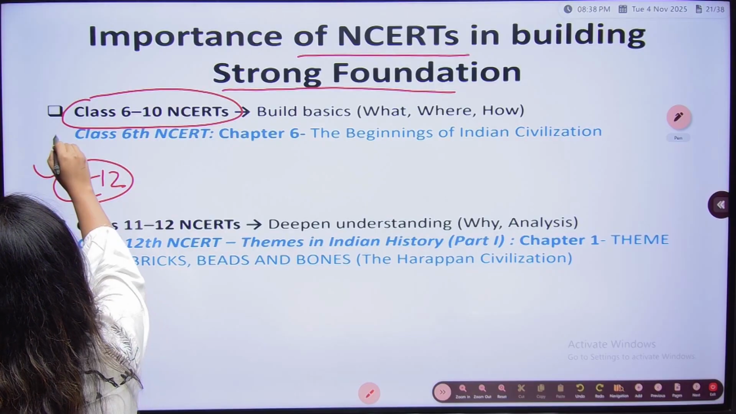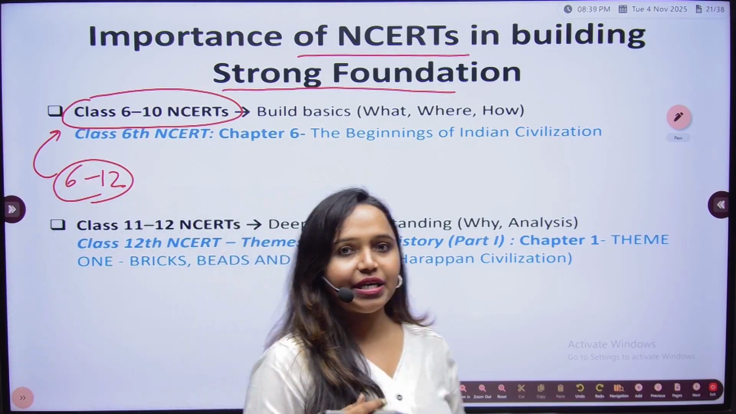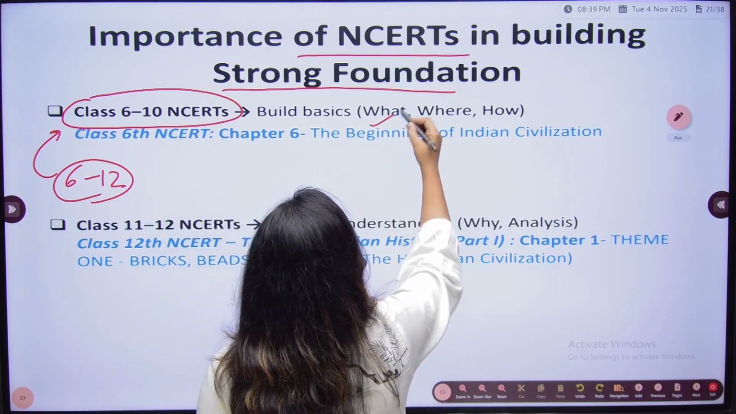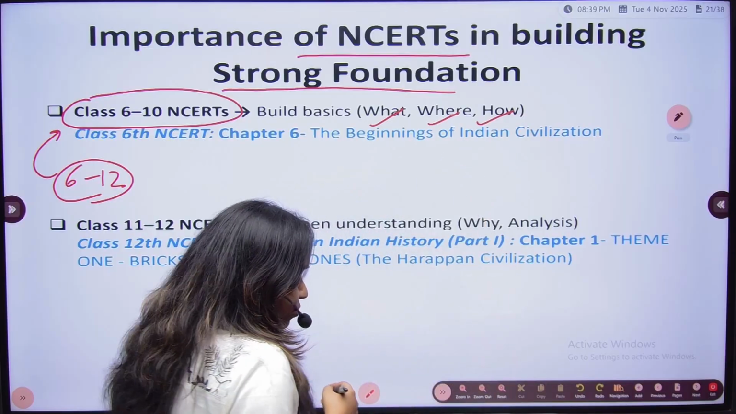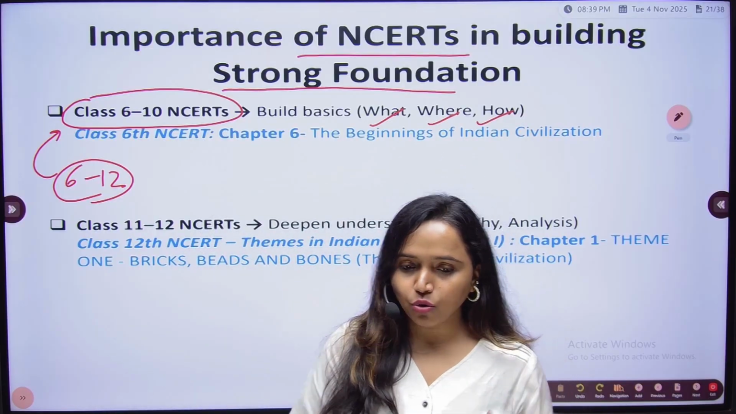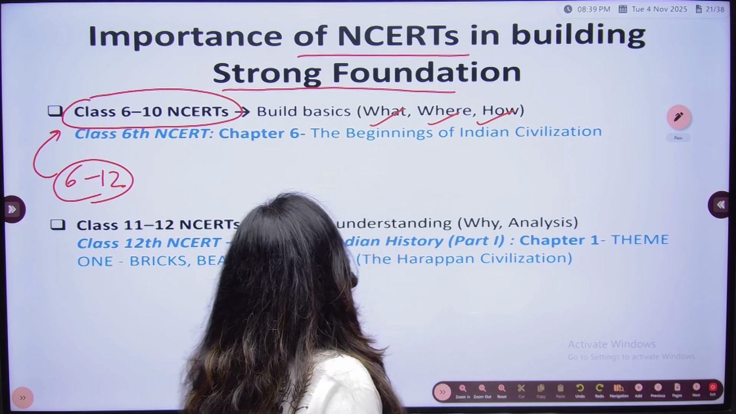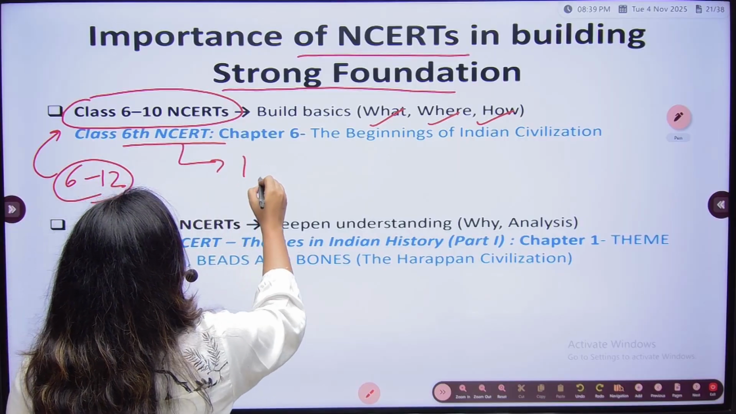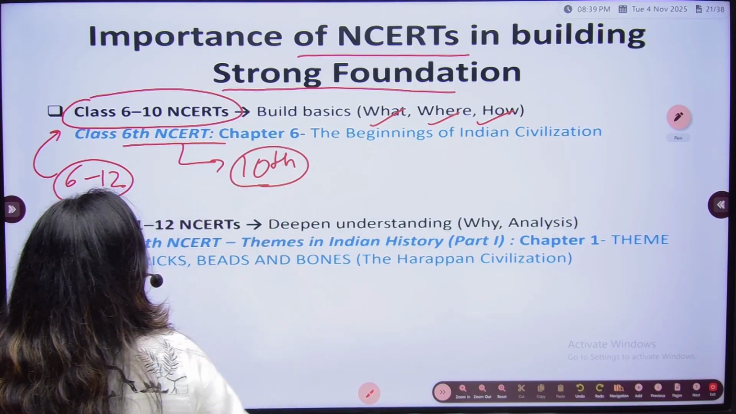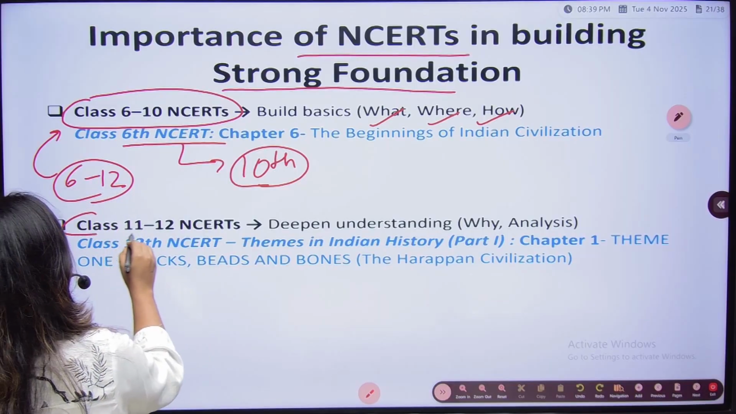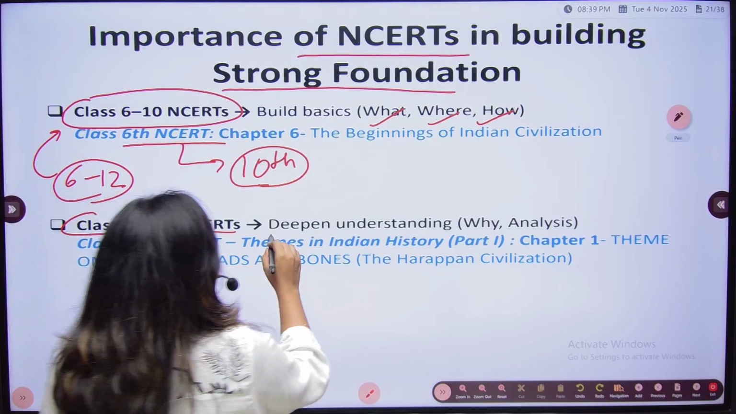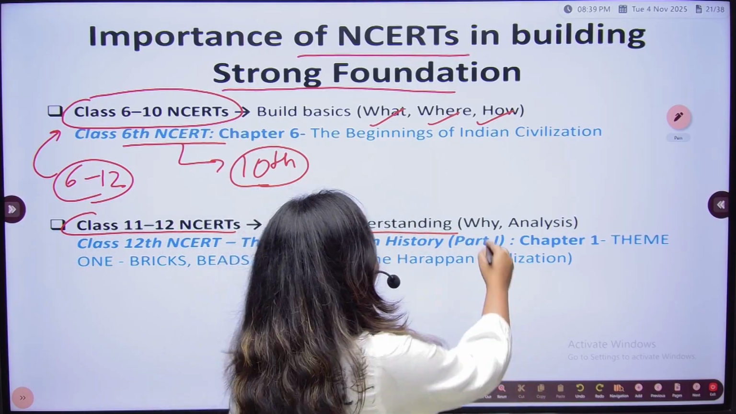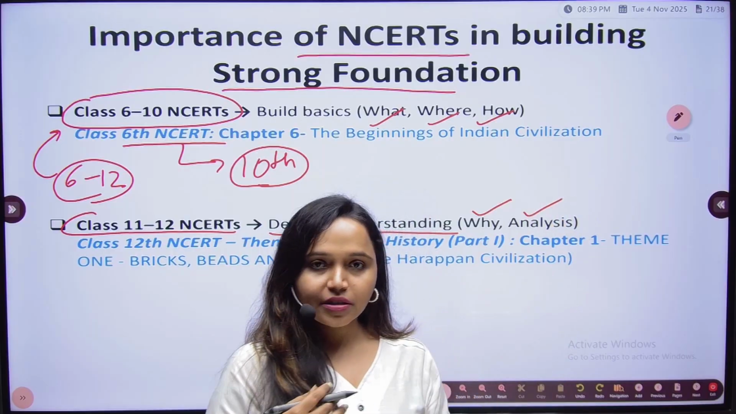observe is that class 6 to 10 NCERTs help in building the basics of any particular topic. The questions what, where, how can be answered when you know the basics of any particular topic, and that you can build from reading class 6 NCERT till class 10. And then when you go further and read class 11th and 12th NCERTs, it will help you deepen your understanding about the analytical part of that topic. The why part, the analysis, the critical thinking level.